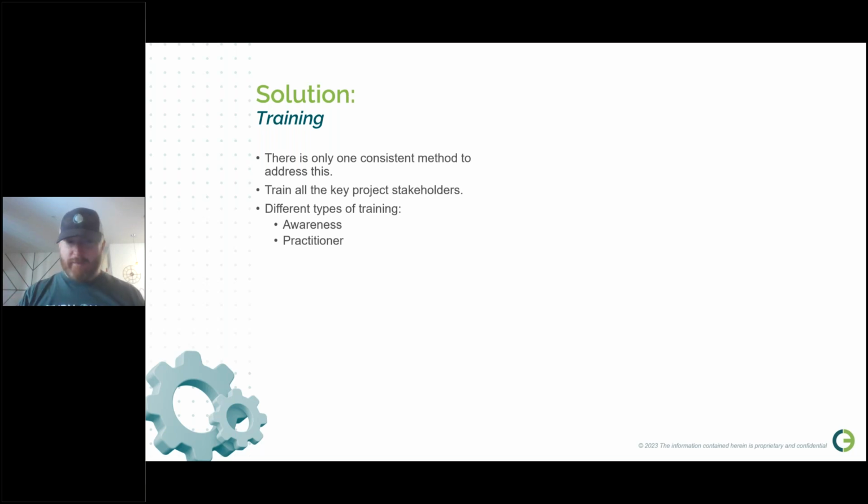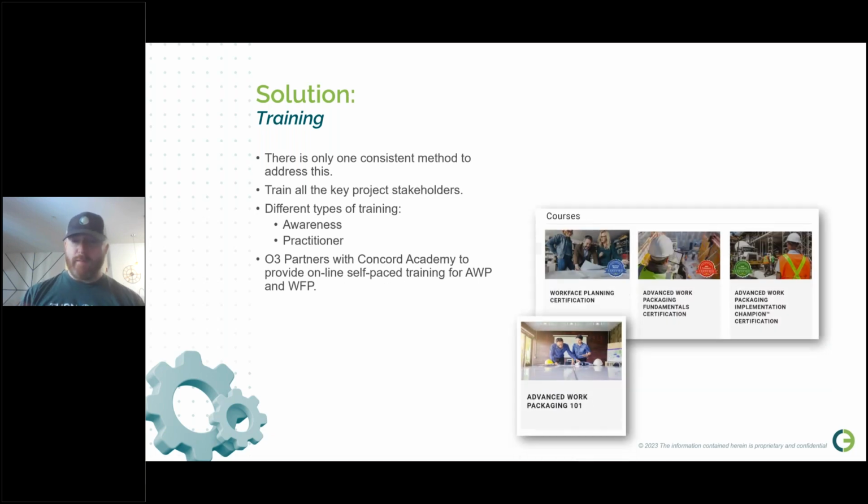And then practitioner level training, that's going to be the people who are actually in there executing AWP on a project and playing an active role in its success. O3 partners up with the Concord Academy, who provides online self-paced training for both advanced work packaging and workplace planning.